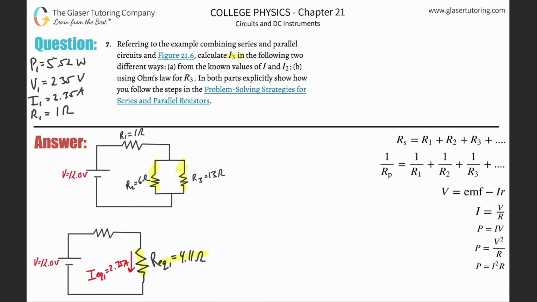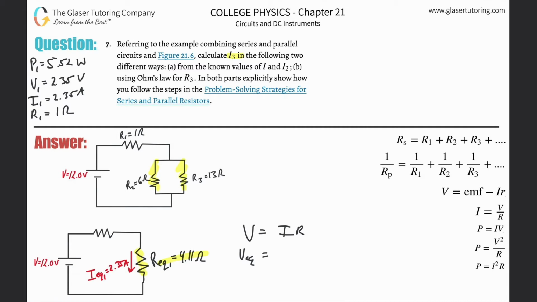Okay, now we're going to do the same thing. Now what I've got to do is go backwards again. I know the current flowing through this equivalent resistor, and I know its equivalent resistance. So what can I find now? Knowing the equivalent current and the equivalent resistance, I can find the equivalent, quote-unquote, voltage. I could use V is equal to IR. I can call this my equivalent voltage, or total voltage, it doesn't matter what you call it.